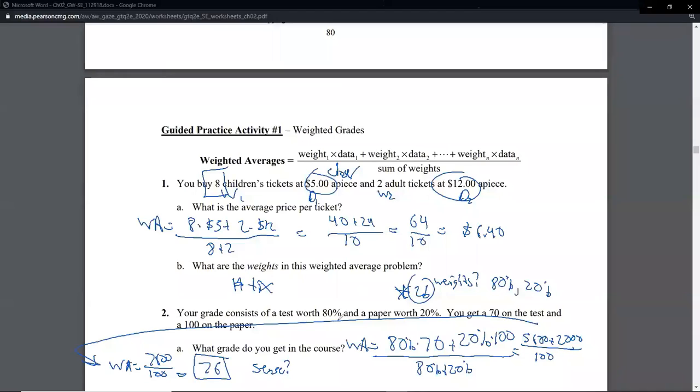Well, again, with only two categories, we can definitely confirm if it makes sense or not. Because the test is worth so much more, our grade should lean closer to the test grade. 70 on the test, 100 on the paper. It would be awesome if they were worth the same and we got an 85, but no, the test is worth way more, so the grade is going to be a lot closer to the 70 than the 100, and 76 is definitely closer to 70 than 100. So yes, it makes sense.